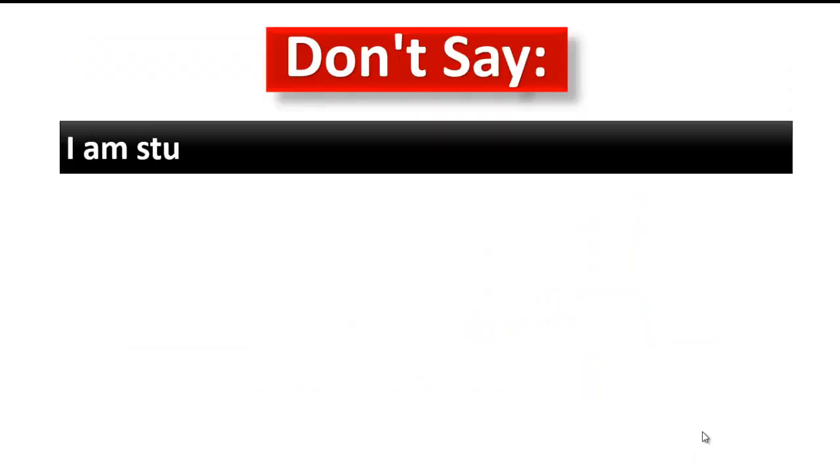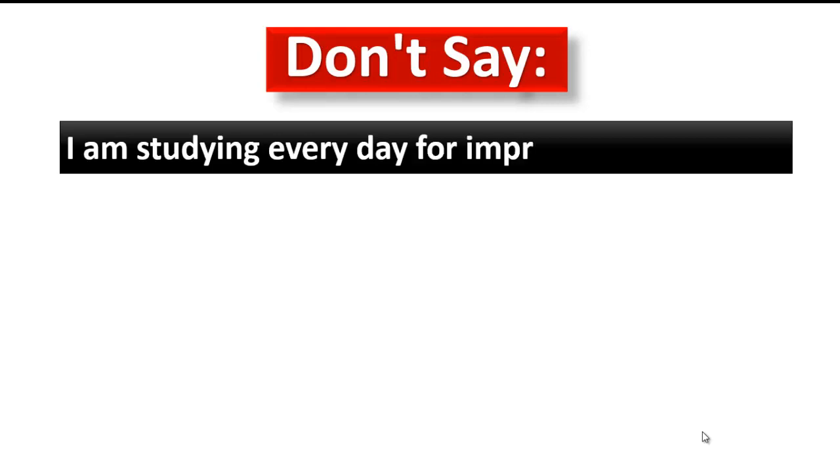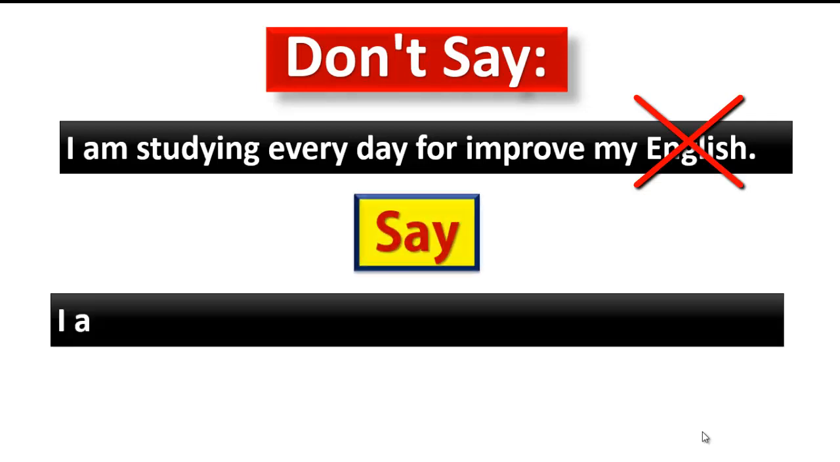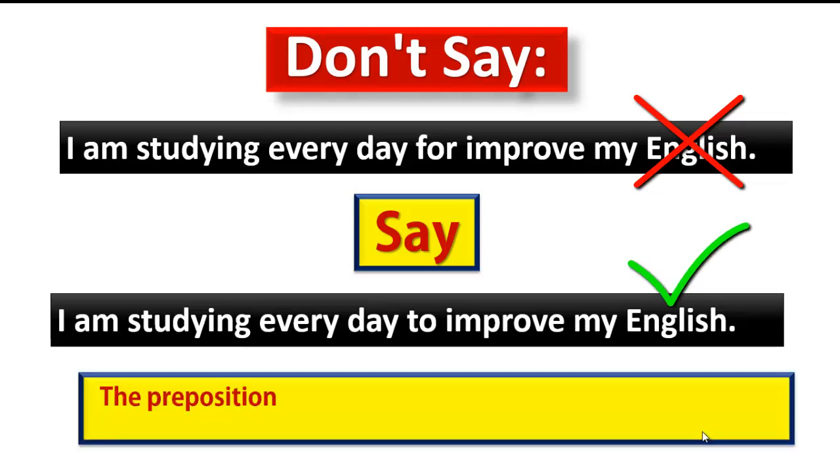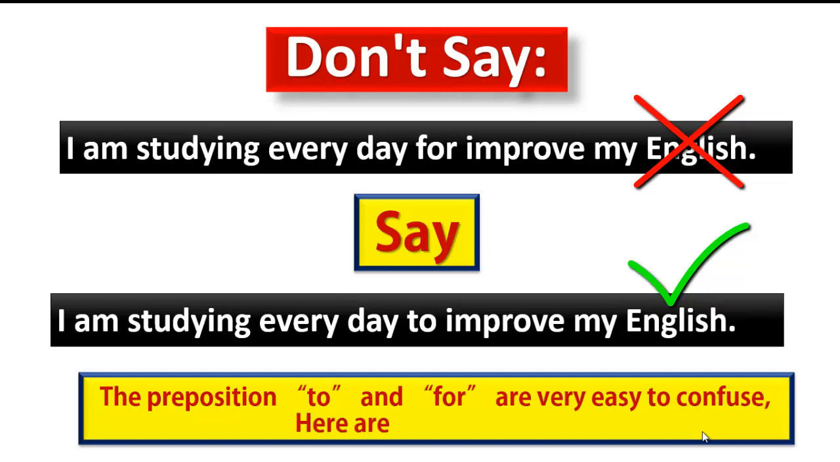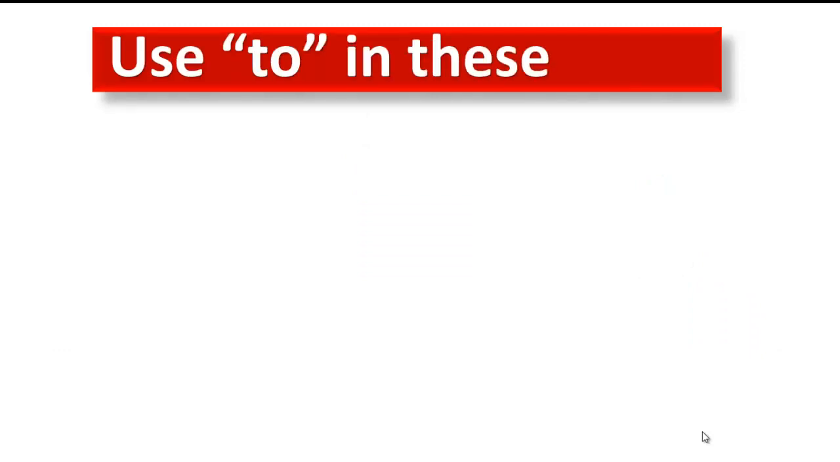First of all, don't ever say, "I am studying every day for improve my English." It is wrong. But you have to say, "I am studying every day to improve my English." The prepositions "to" and "for" are very easy to confuse. Here we have some rules. We have to use "to" in these cases.